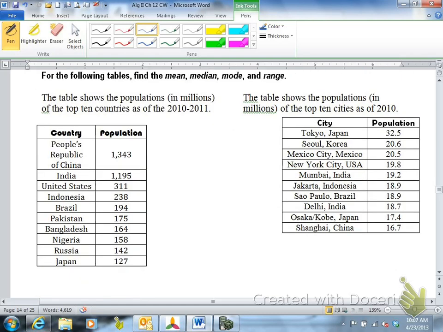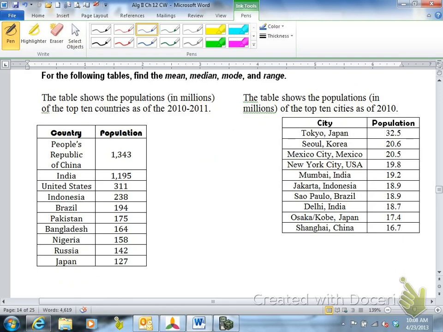On the left, we have populations of the top 10 countries. China is number 1. They have about 1.3 billion people. This is in millions, so 1,000 million. We usually don't say that. We say 1 billion. So this is 1.3 billion. India is 1.2 billion. The United States is a third of a billion, which is 300 million, etc. So find the mean, median, mode, and range.